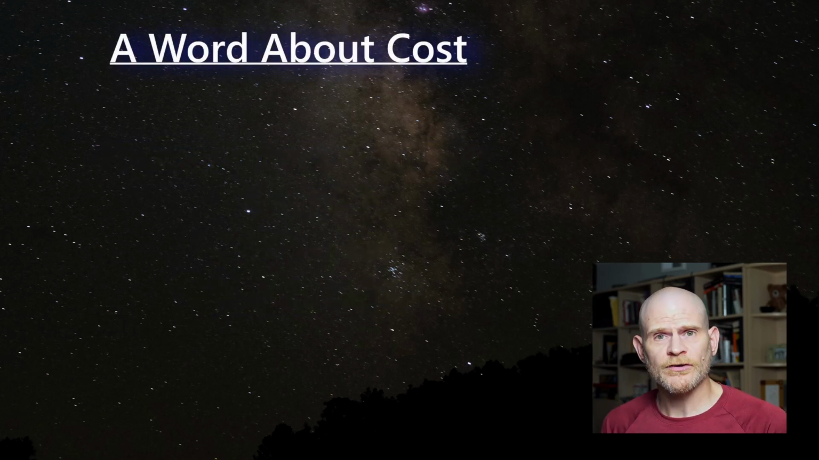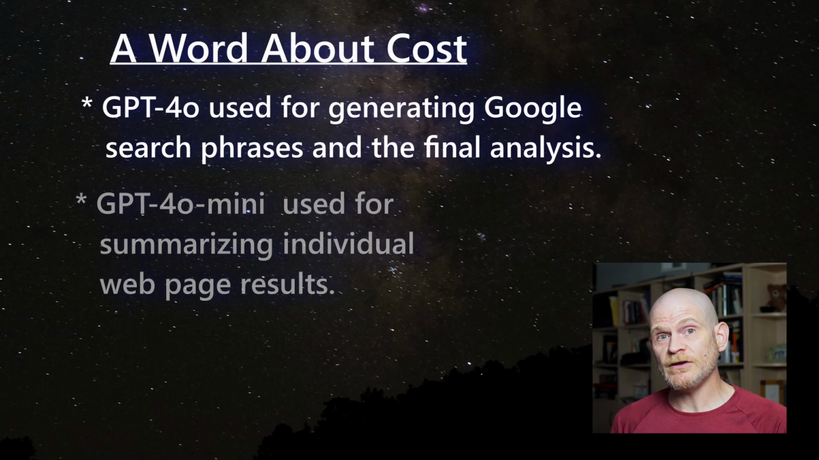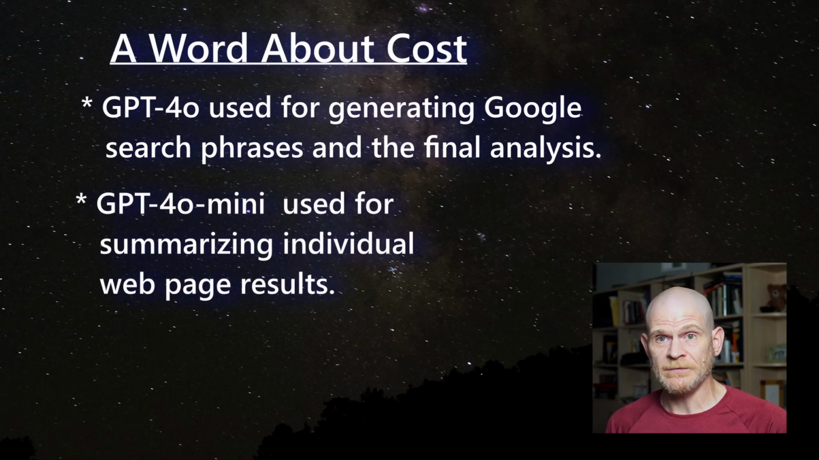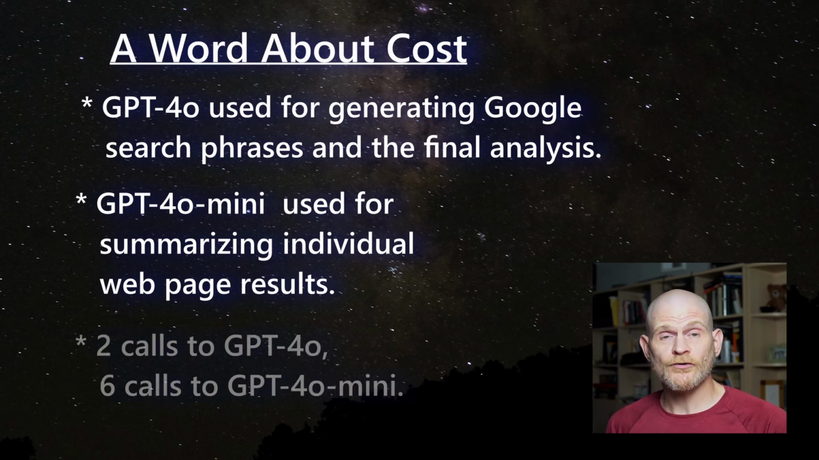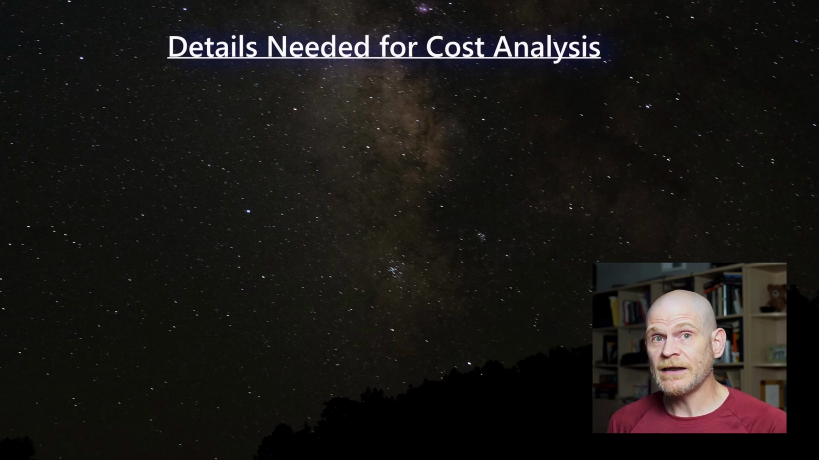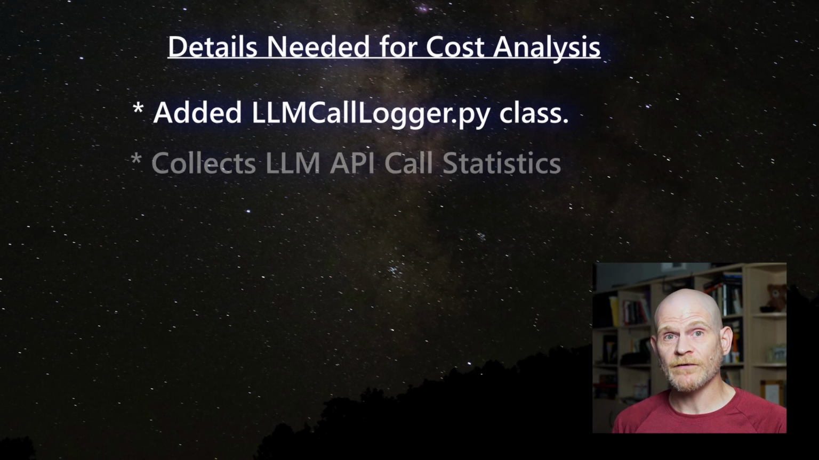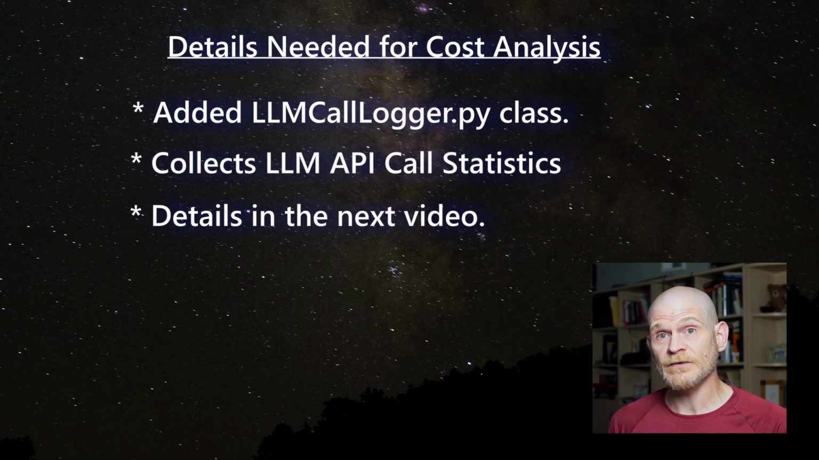A word about cost. For this version of the researcher, I used GPT-4o to generate Google searches and perform the final analysis. But when summarizing individual web pages, I used GPT-4o-mini. The mini model is faster and considerably less expensive, but it generally has a lower quality result compared to the Omni model. So that's 2 calls to GPT-4o and 6 summarization calls to GPT-4o-mini. Analyzing cost requires details about the LLM API calls. To that end, the source code has a new file, LLM Call Logger, which handles this. I will go over that functionality and cost calculation details in another video.